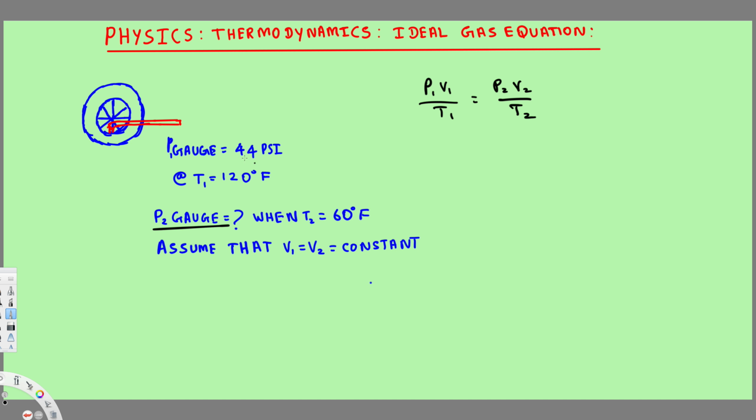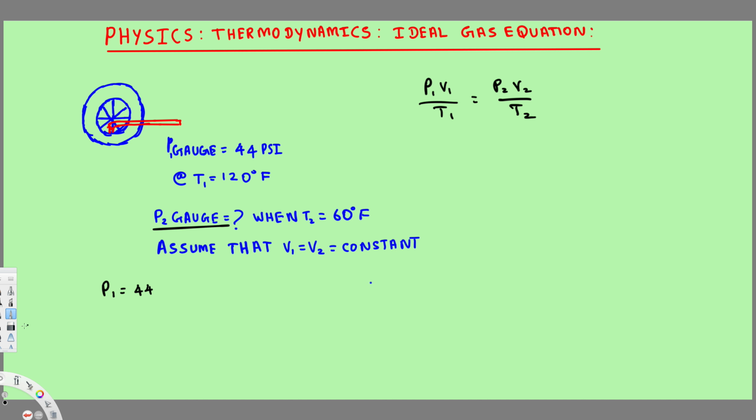And also, for the gauge pressure, we have to calculate the total pressure, right? We have to add ATM to this one to calculate the total pressure. So let's calculate the total pressure first and then convert the degrees Fahrenheit into Kelvin. So let's start with P1 gauge, which is 44 psi.